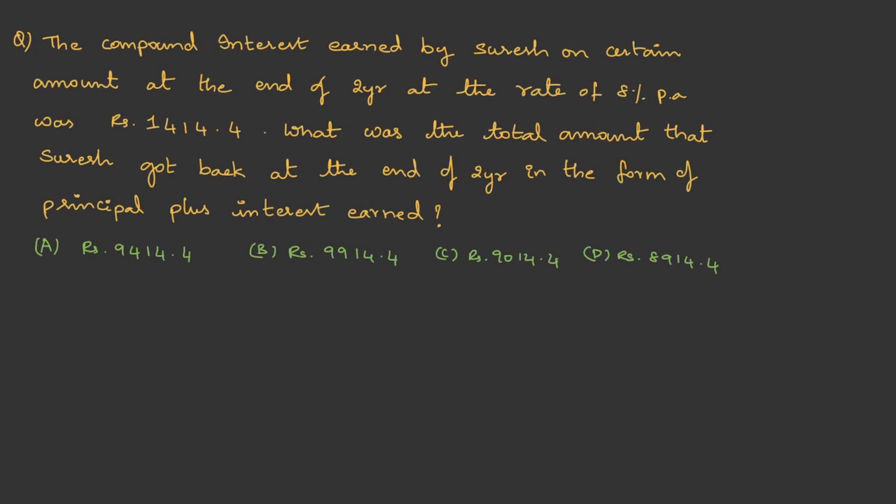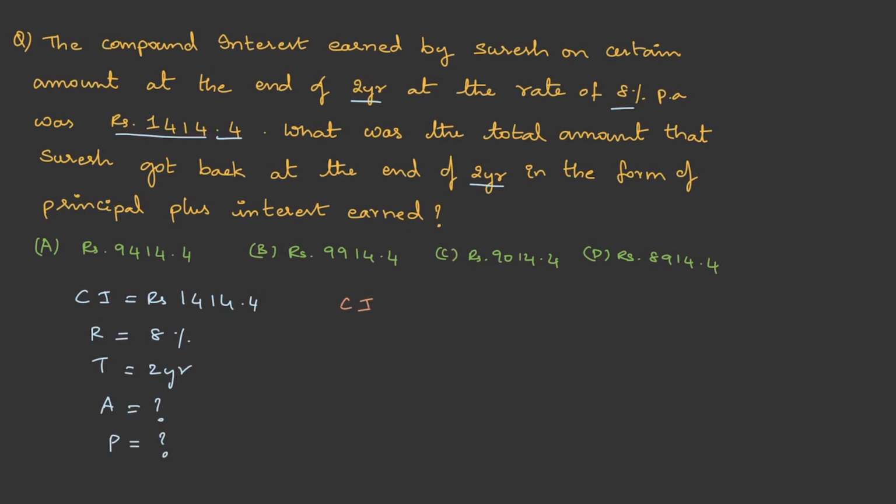Let's do one more practice. The compound interest earned by Suresh on certain amount at the end of 2 years at the rate of 8% per annum was rupees 1414.4. What was the total amount that Suresh got back at the end of 2 years in the form of principal plus interest? So here in this question, they are basically asking us to calculate the amount. Okay, let's do this. First, let me write the given data. The compound interest is 1414.4, rate is 8%, time is 2 years, amount we don't know. But before we get into the amount, first we need to know the principal. So this is also unknown.